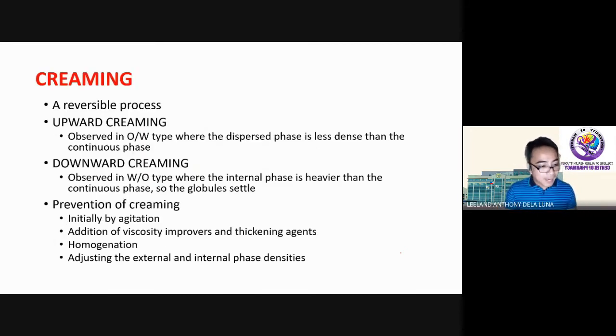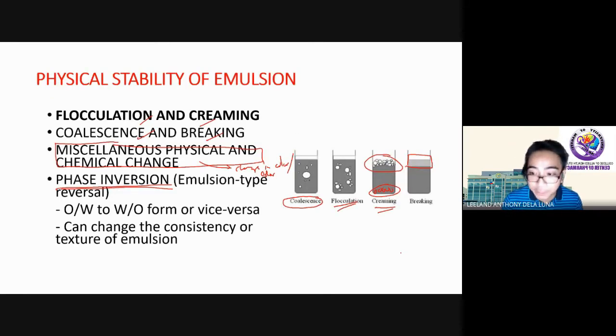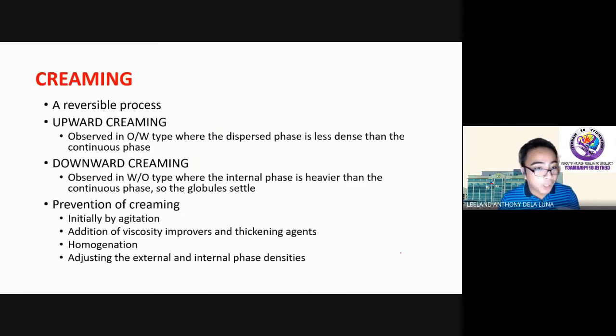Okay. Creaming, class, is a reversible process. Right? So that's one thing, it's a saving grace for emulsion. So it can happen. And please take note, it's a reversible process. So pwede mag-cream up or cream down lang naman yan eh. So upward creaming, class, is observed for oil and water types of emulsions, while downward creaming is observed for water and oil type.